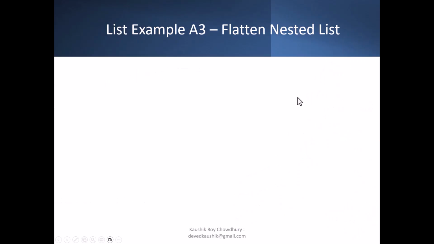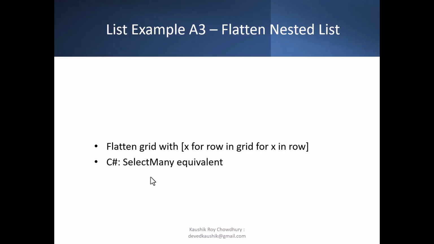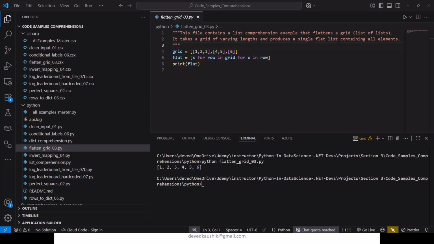So we now see the list example A3, which is flattening nested lists. So this is the general syntax: flatten grid with X for row in grid for X in row. It will be clear in a second. And C# is the SelectMany equivalent. We'll see both these examples in Visual Studio Code and try to understand it. Okay, so let's switch over to Visual Studio. So I've got this Python example first in front of me.